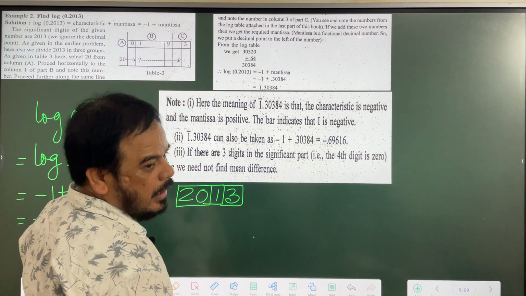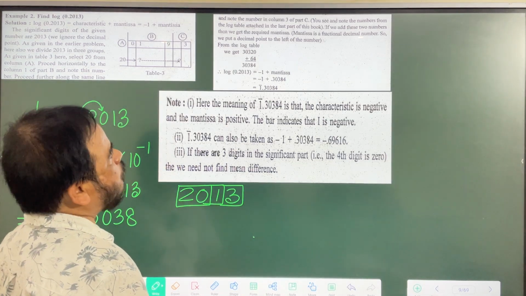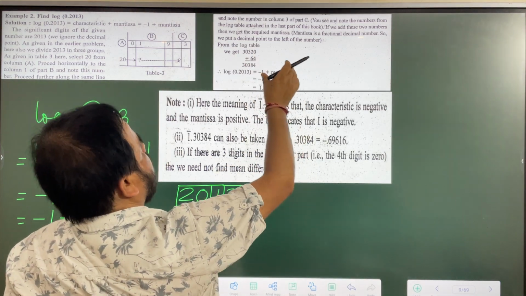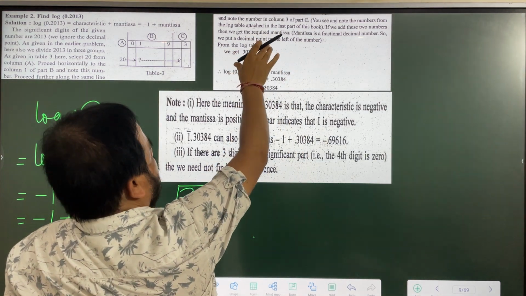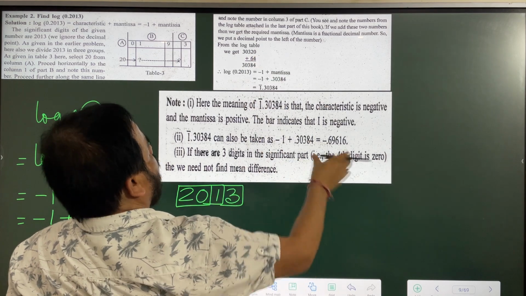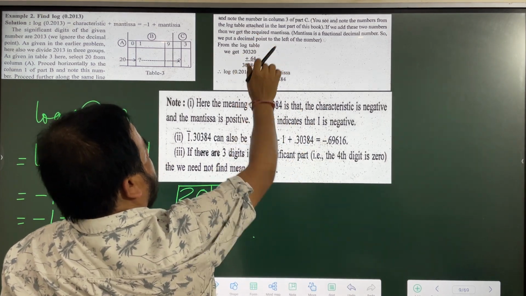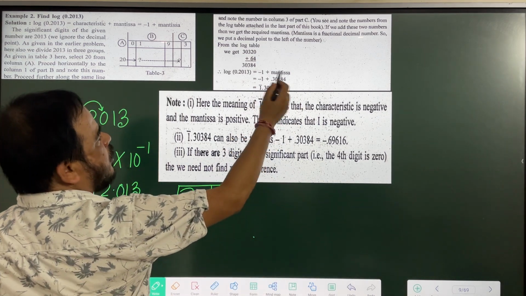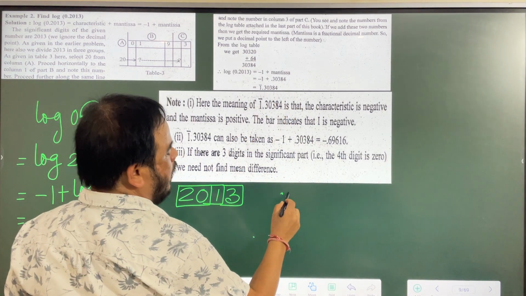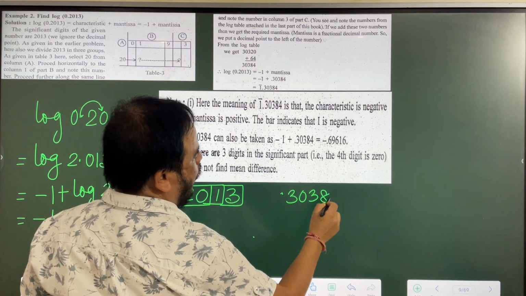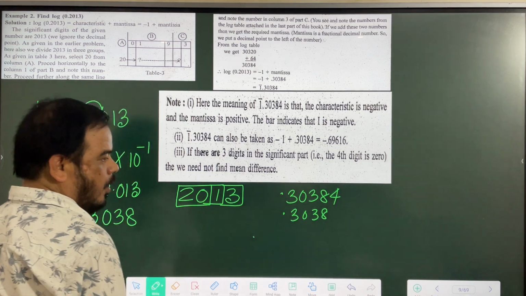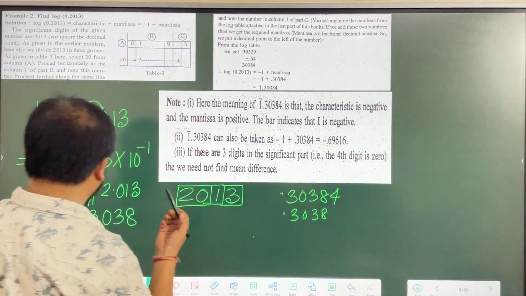They are using a bigger log table, so you don't have to worry for that. They are writing 30320. They are using a log table in which 5 digits are there. So you use this log table in which 4 digits are there. So it will be almost the same. 30384. Look here, 3.30384 and 0.3038 almost same. So we don't have to worry for that.